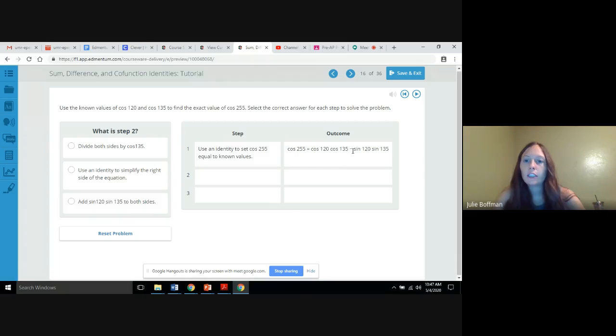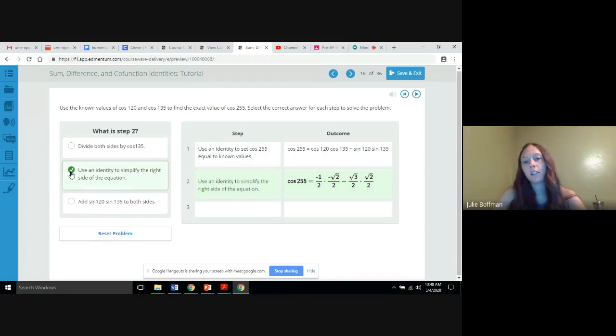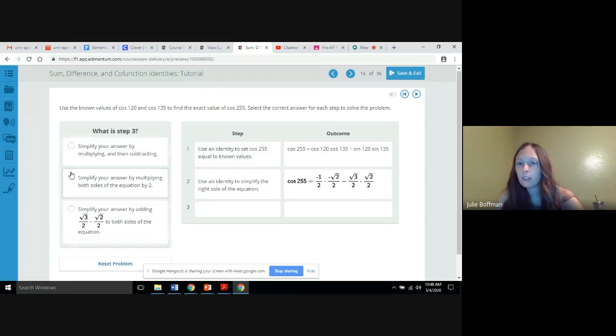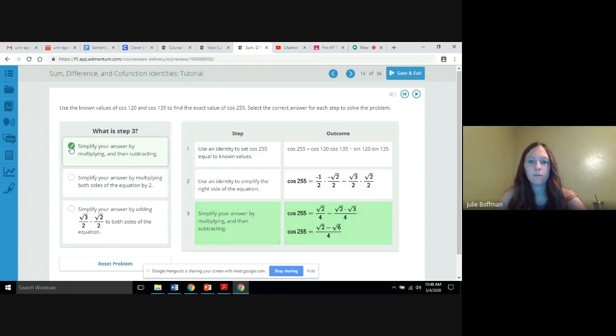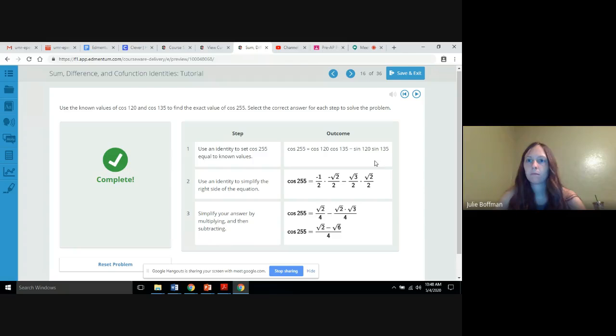Next you would evaluate all these values from the unit circle. They don't say that. What they say is use an identity to simplify that right side. I wouldn't call that an identity, I would call it using the unit circle. And now how do we simplify these? We would multiply each fraction set and then subtract the two. So that would be this one. And then you should be able to go on to the next slide.